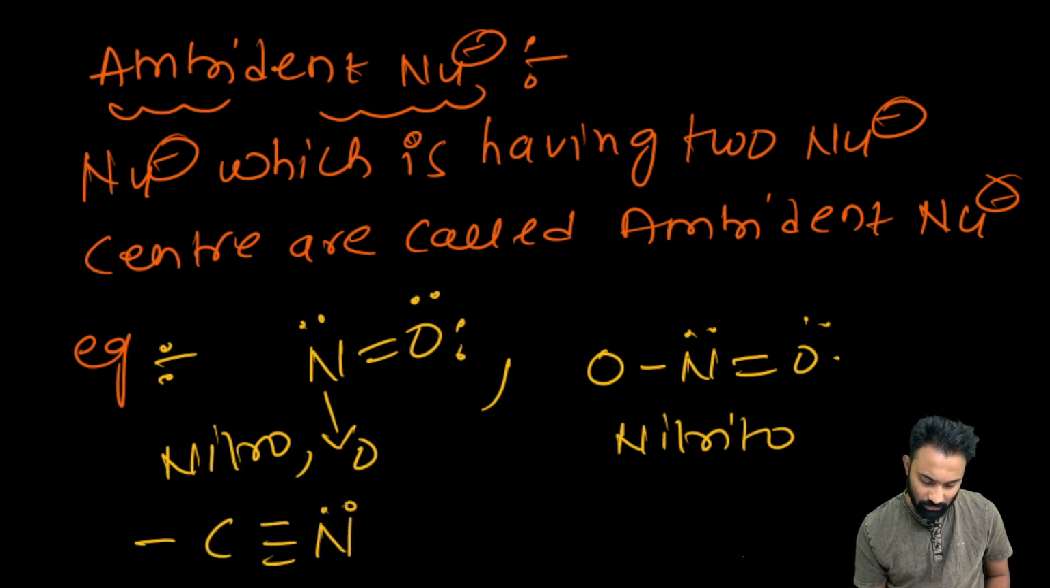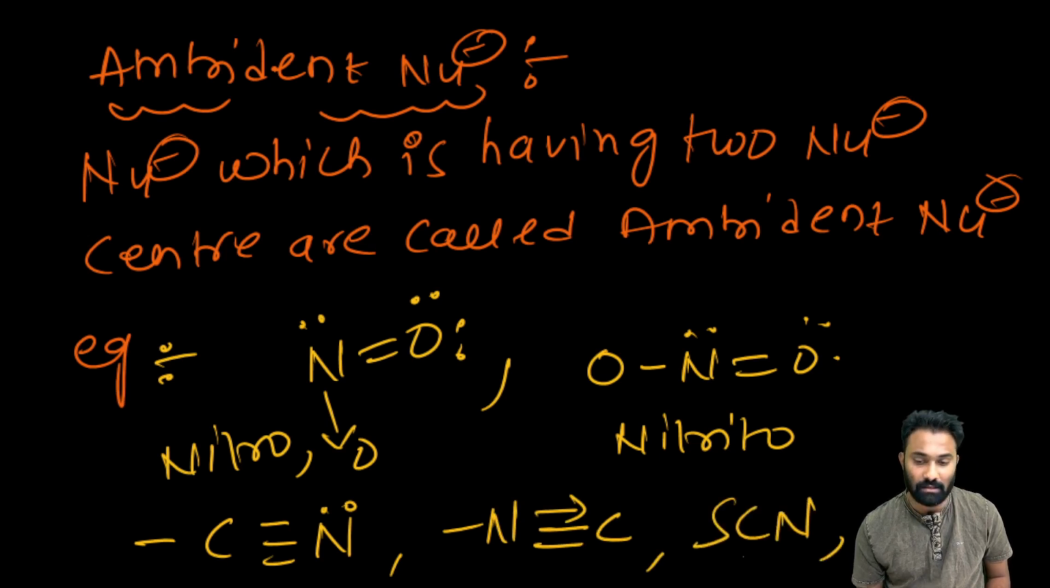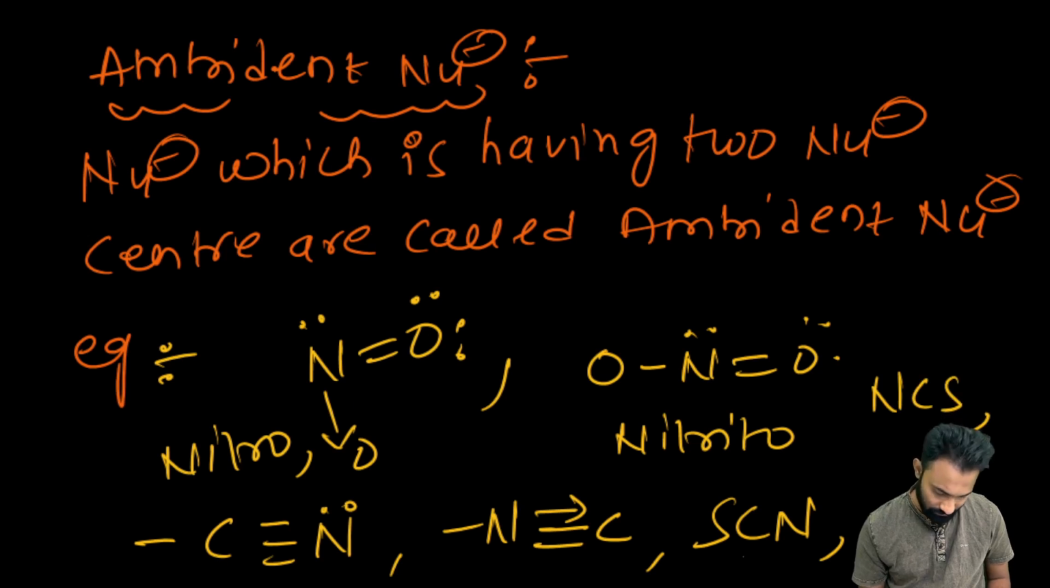It can donate from the carbon end, it can donate from the nitrogen end. Clear? Next, NC. Clear? Next one, SCN. Next, NCS.